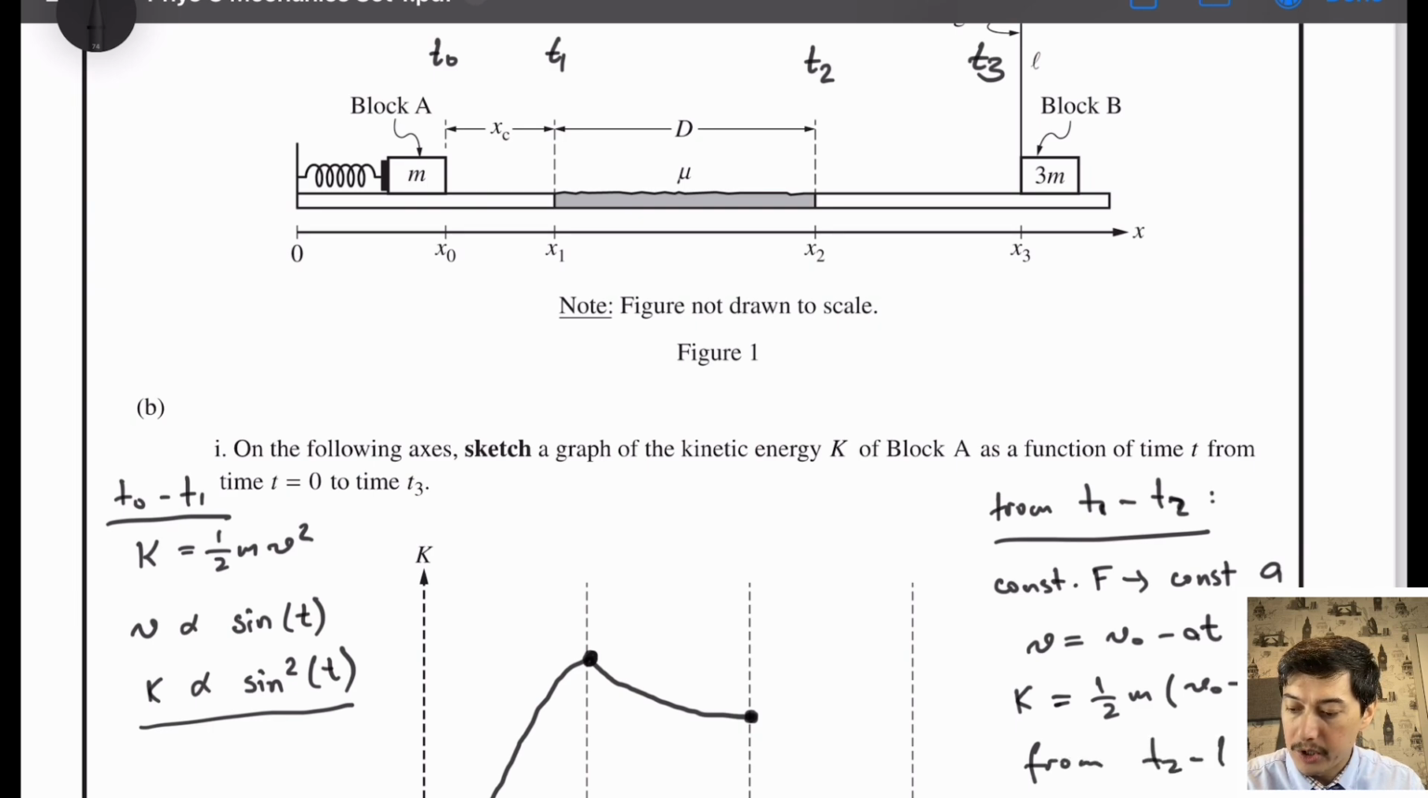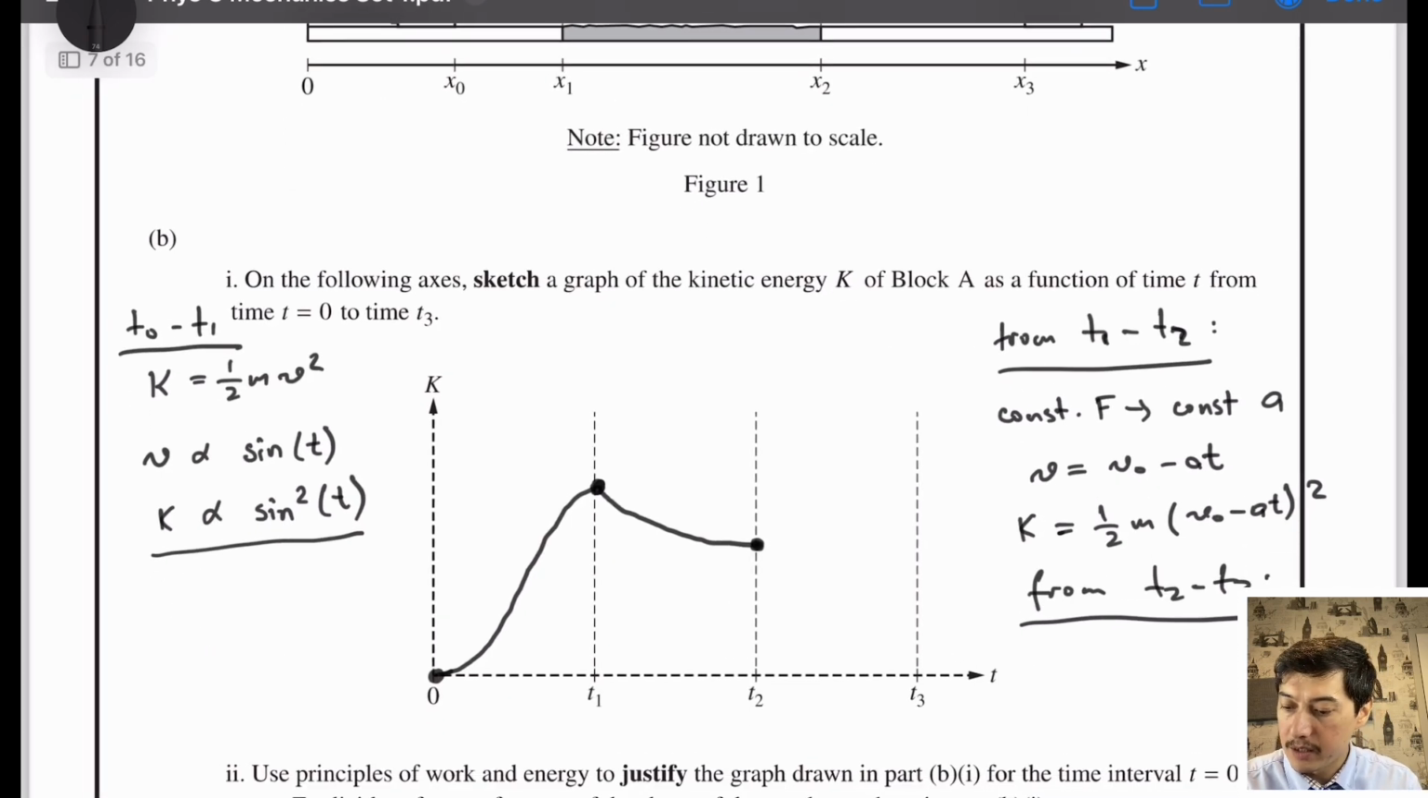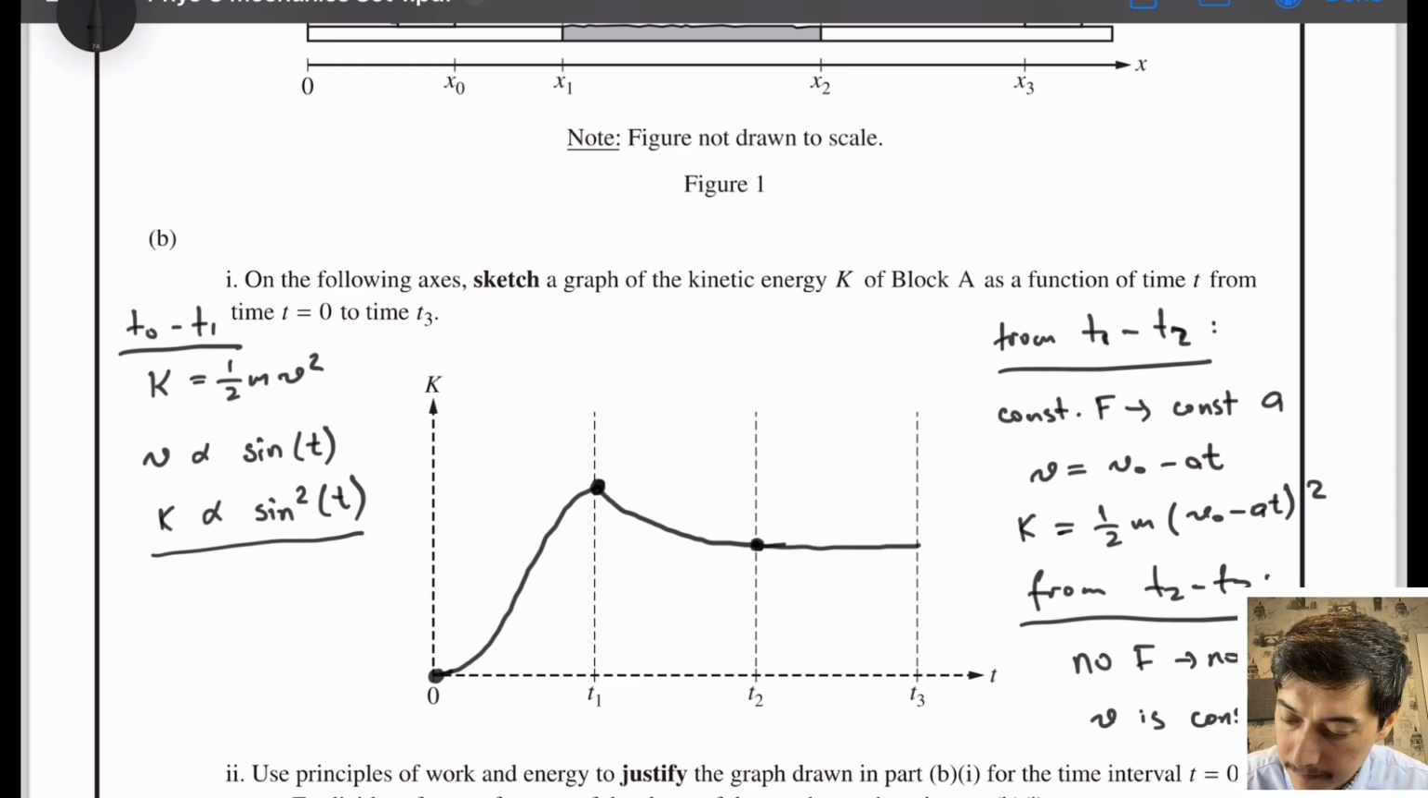Now, from time 2 to time 3, I believe this is the easiest. No force, no acceleration. So v is constant. It's going to be a straight line.